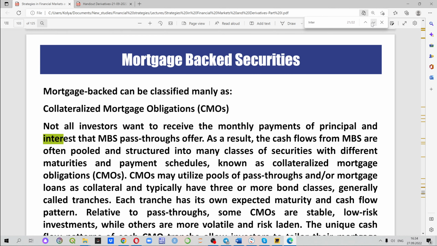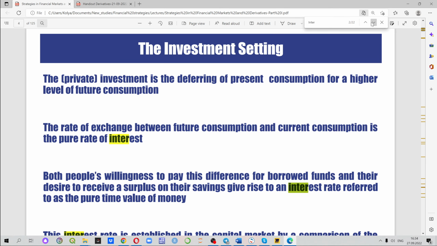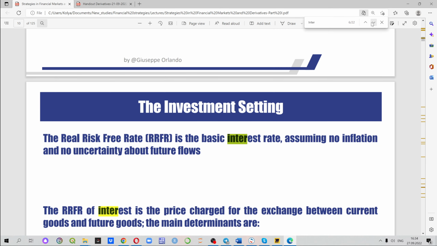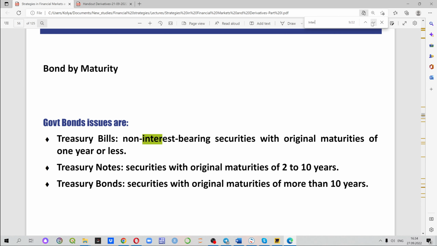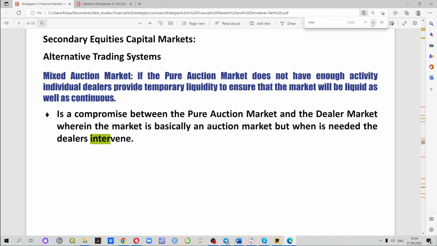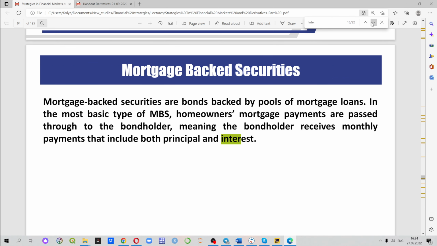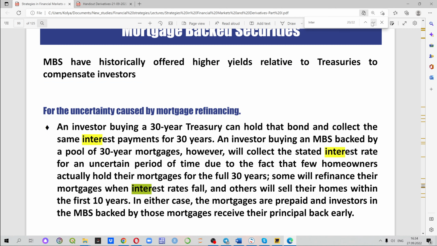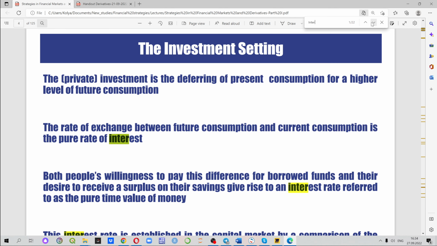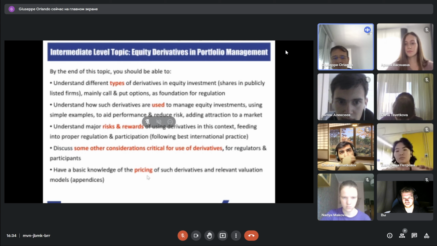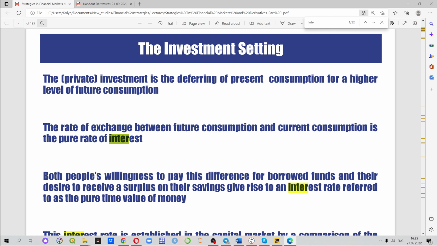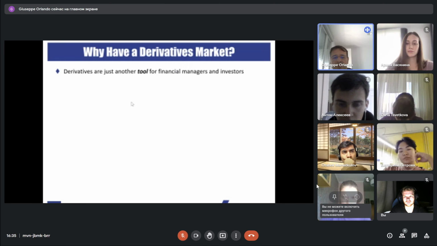And then we would like to discuss critical issues for the use of derivatives. So then I guess that you already know about the derivatives, how to price, for example, a put or a call according to the Black-Scholes formula.